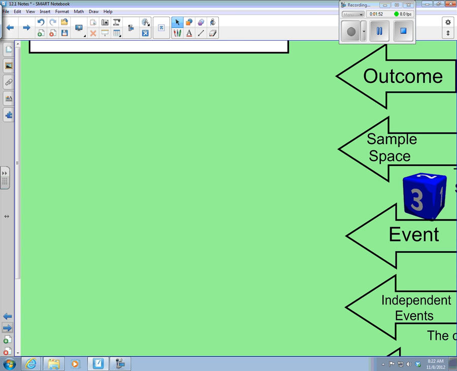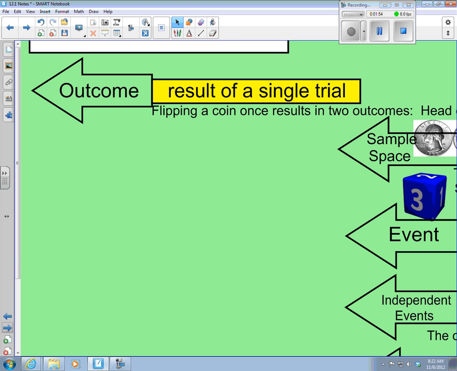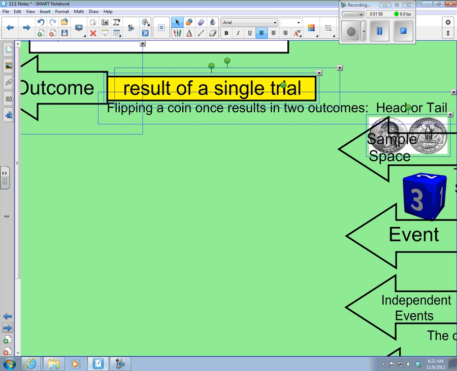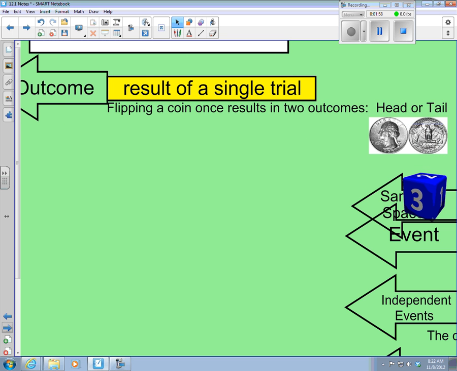Okay, first one, outcome. Outcome is the result of a single trial. Flipping a coin once results in 2 outcomes, heads or tails. Well, it would be a head or a tail, yeah.